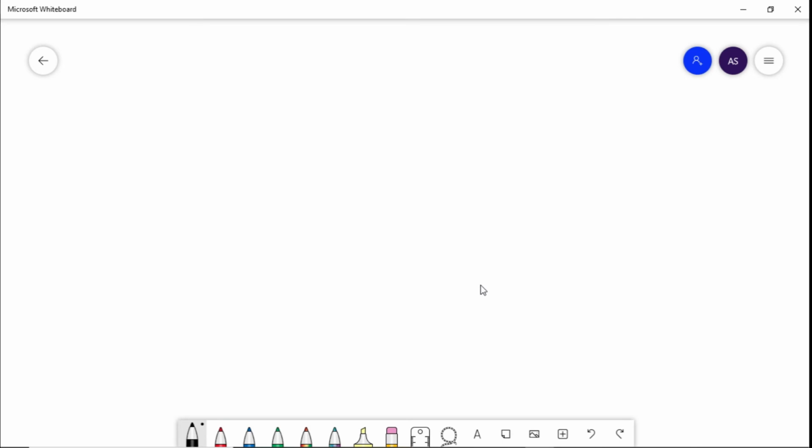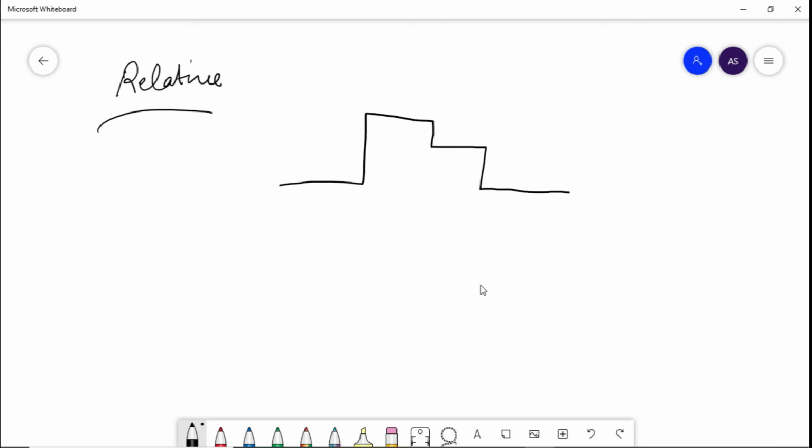Next, we are going to do the exercise on the relative coordinate system in a reverse order. It means already the figure is given to you. I'm drawing a figure. This is the figure which is given to you.